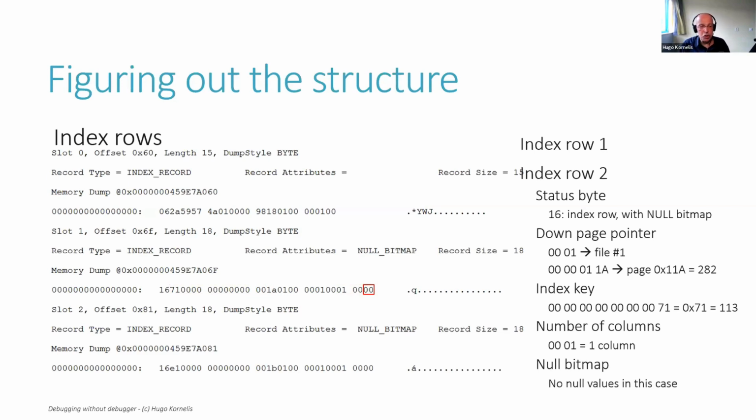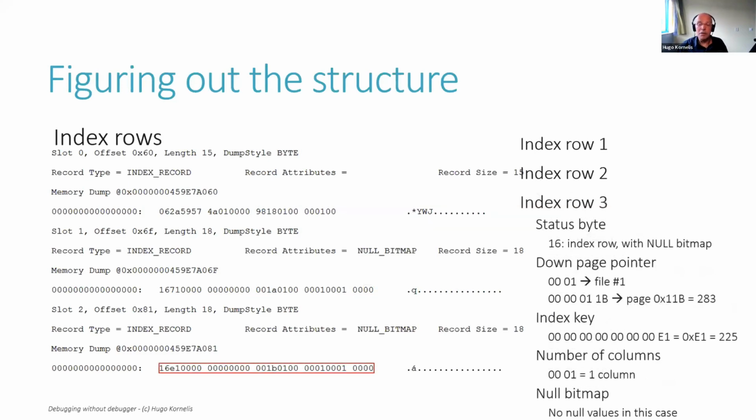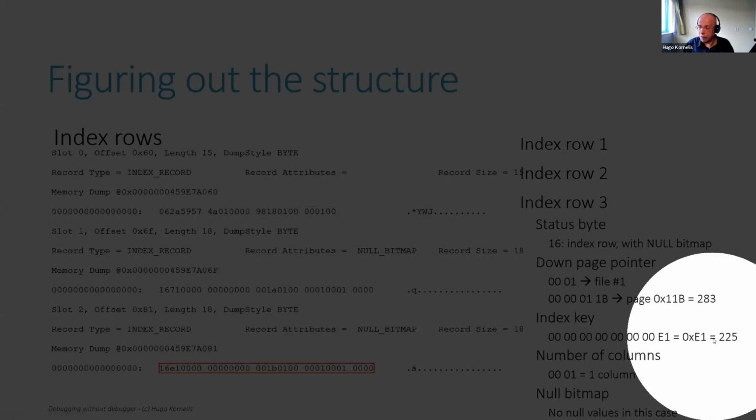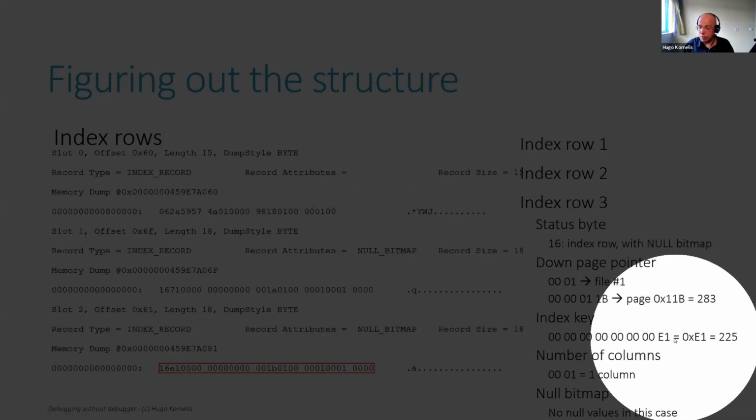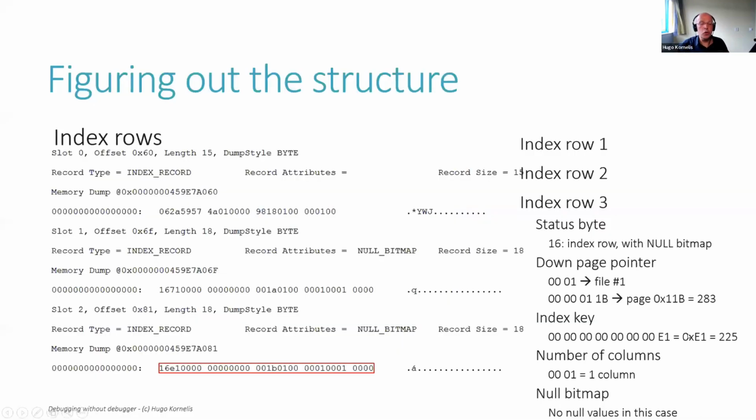And we can look at slot 2, the third row on the index page, for similar data, where it says the first value on page 283 is 225 decimal, hexadecimal E1. And all the other slots, all the other rows on that index page, were a similar structure with a higher index key and a different page number. So that completely confirms my expectation that this is a normal B-tree.